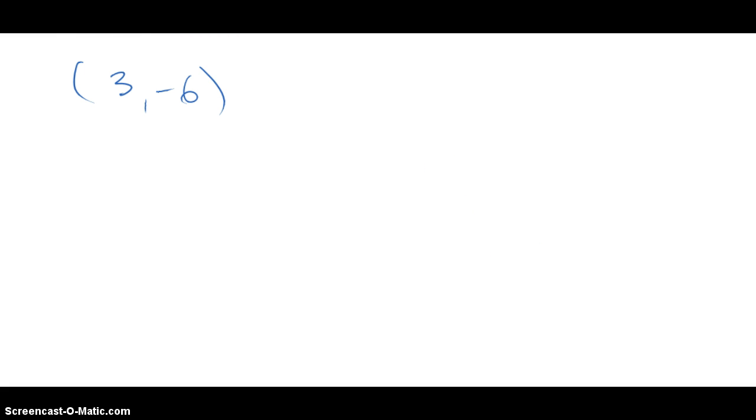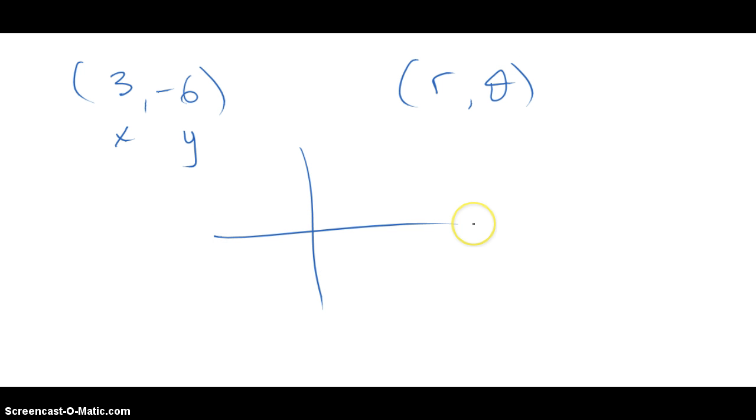Convert this rectangular coordinate to polar coordinates. So in rectangular you have x and y, and in polar coordinates you have r and theta. So let's start with a picture of what this looks like. So 1, 2, 3, 1, 2, 3, 4, 5, 6. So in rectangular coordinates we have something like this, where this is 3 and this is 6. Of course it's negative 6.